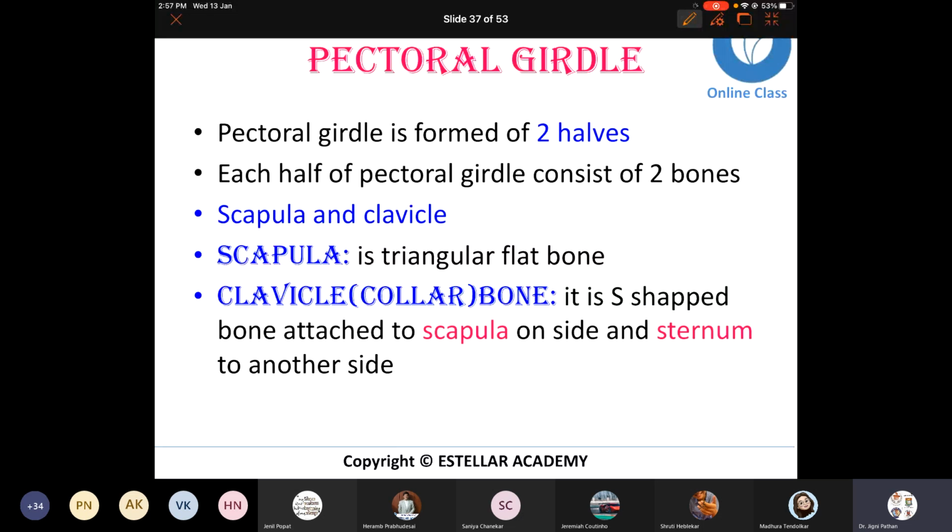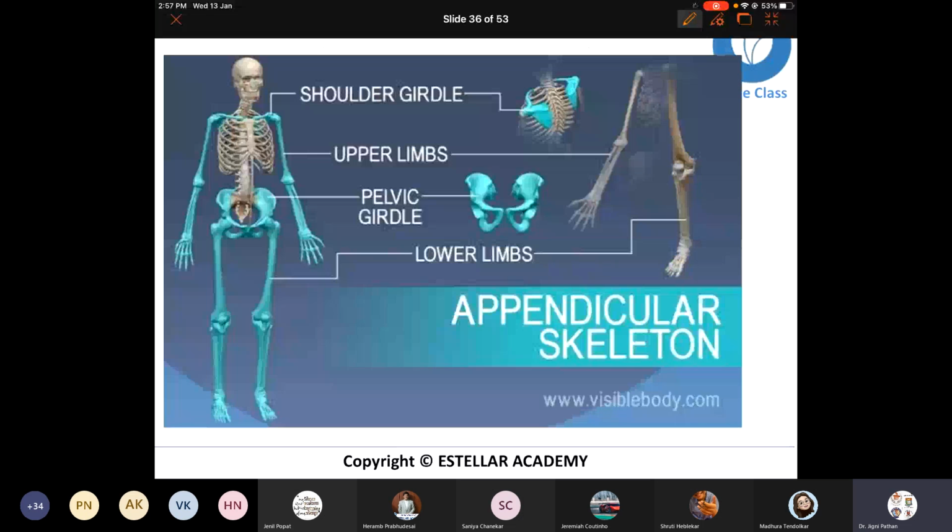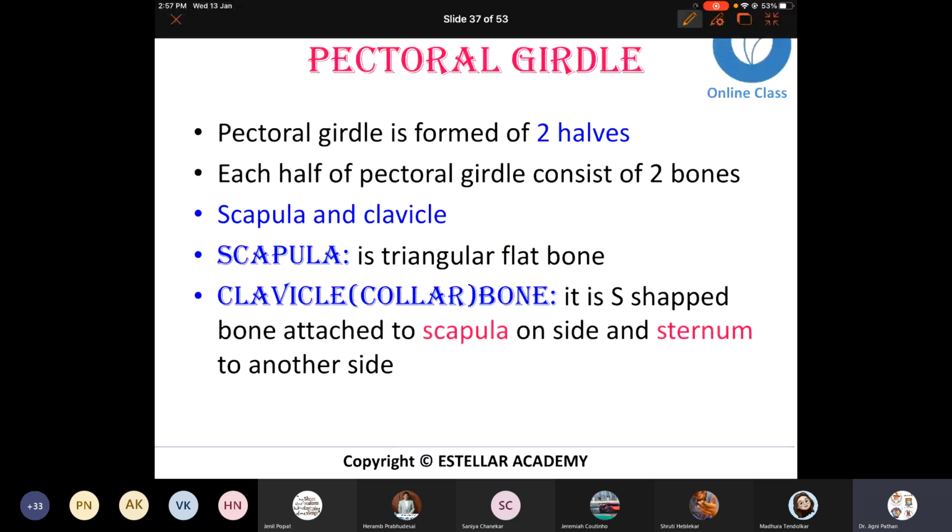Pectoral girdle is formed of two halves. If you see this pectoral girdle, one is the front one, the other is the back side. So one half and two half. Each half of the pectoral girdle consists of two bones. One is scapula, the other is clavicle. What is scapula? Scapula is a triangular flat bone, the backside butterfly bone.